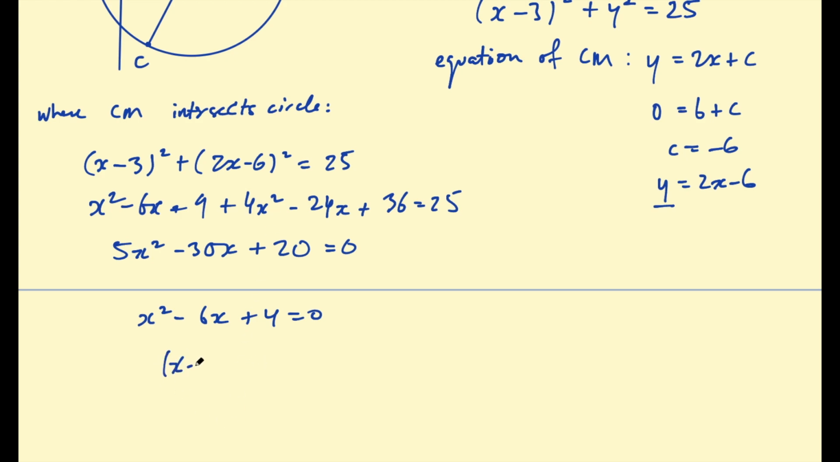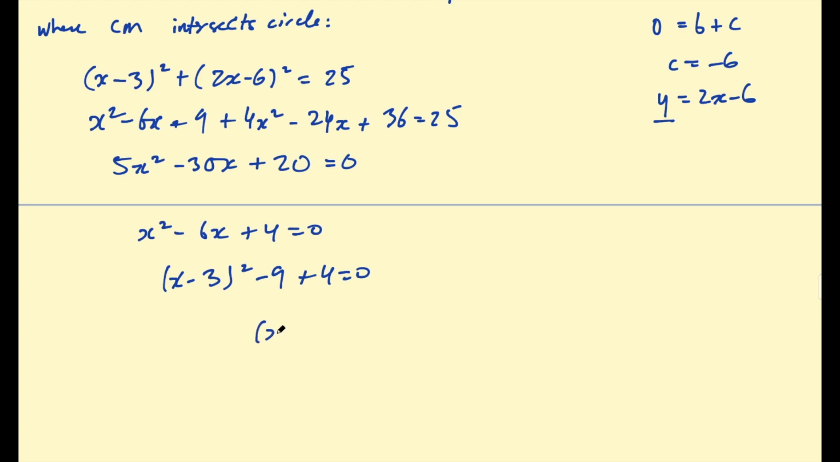So this would be x take 3 all squared take 9 plus 4 equals 0. Then we get x take 3 all squared equal to 5. Negative 9 plus 4 is negative 5. Add it to the other side. Then we get x equals 3 plus or minus root 5.